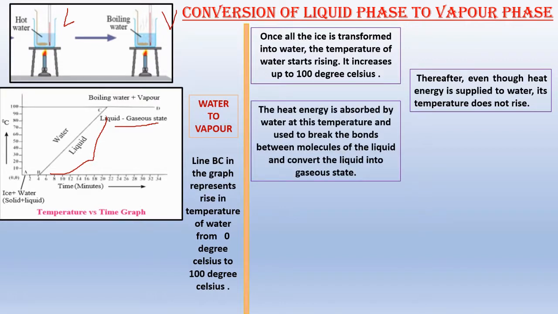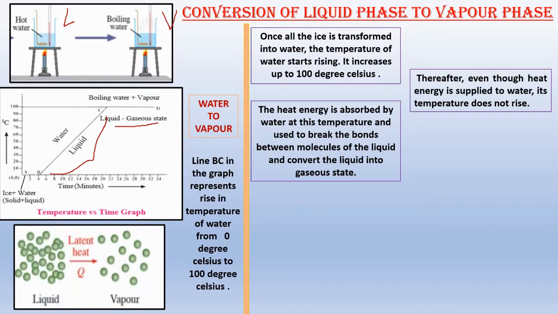So again, this heat energy is absorbed by the water at this temperature and used to break the bonds between molecules of the liquid phase and convert the liquid into gaseous state. So over here in the picture we can see that this heat energy is absorbed by the molecules of the liquid phase, okay, and then it is used to break the bonds between the molecules and convert it into gaseous state. In the gaseous or vapor state, we can see that molecules are even further away from each other as compared to the liquid state.